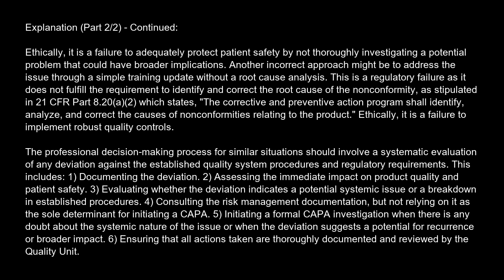The professional decision-making process for similar situations should involve a systematic evaluation of any deviation against the established quality system procedures and regulatory requirements. This includes: 1. Documenting the deviation. 2. Assessing the immediate impact on product quality and patient safety. 3. Evaluating whether the deviation indicates a potential systemic issue or a breakdown in established procedures. 4. Consulting the risk management documentation, but not relying on it as the sole determinant for initiating a CAPA.